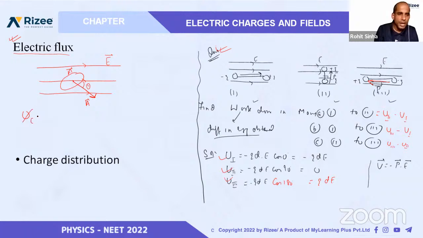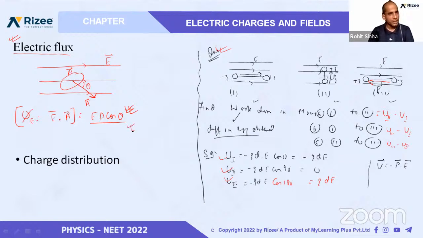Suppose the area vector is making angle theta with the electric field. Then electric flux is defined as the product of E dot A, or E A cos theta. This is electric flux. We also define it in terms of field lines, but this is the best description: E cos theta, the dot product of electric field and area vector. Okay, this is electric flux.